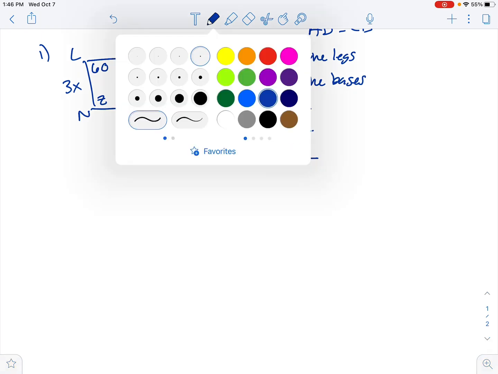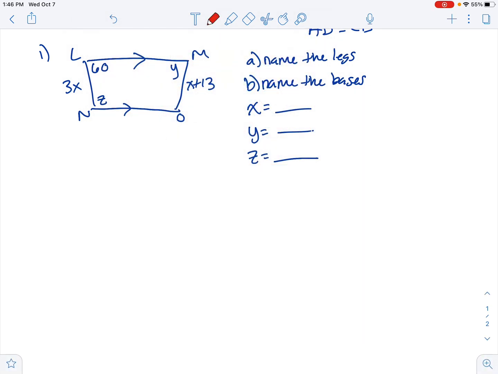So from that picture, I want you guys to go ahead and find the legs. Go ahead and do that now. Okay, so your legs, remember those are not the parallel sides. That would have been LN and MO. And this guy and this guy. Okay. What else do we know? Oh, I forgot to tell you. This is isosceles. Important information.